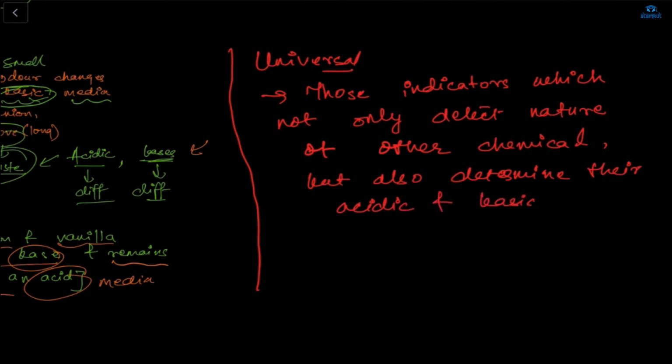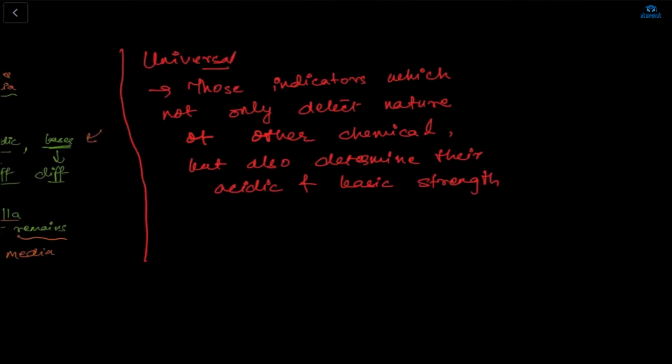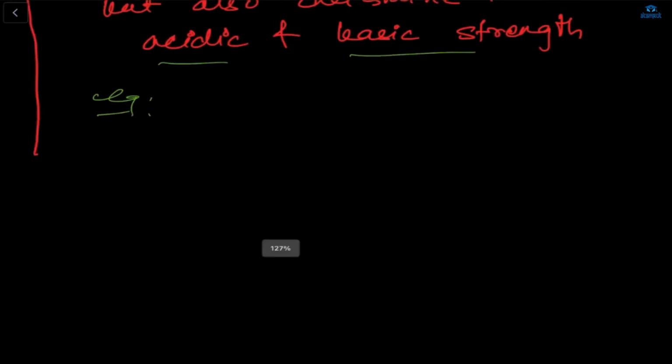Acidic and basic strength. Now, can you give me any example of something which will determine the acidic and basic strength? Any example? Shazan, any idea? See, the litmus paper will only tell us that if the color changes to red, then it is acidic, and if the color changes to blue, then it is basic. But which will determine the strength? Is it pH value? Yes, very good. The pH value will determine the acidic and the basic strength.